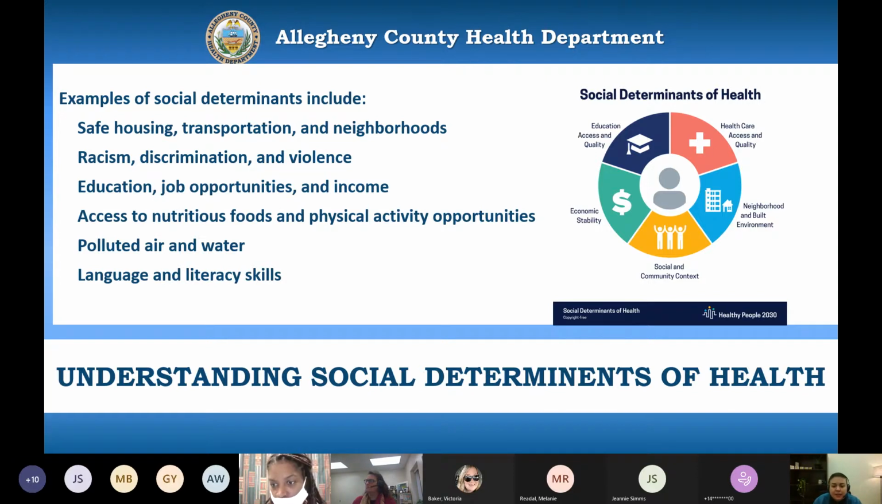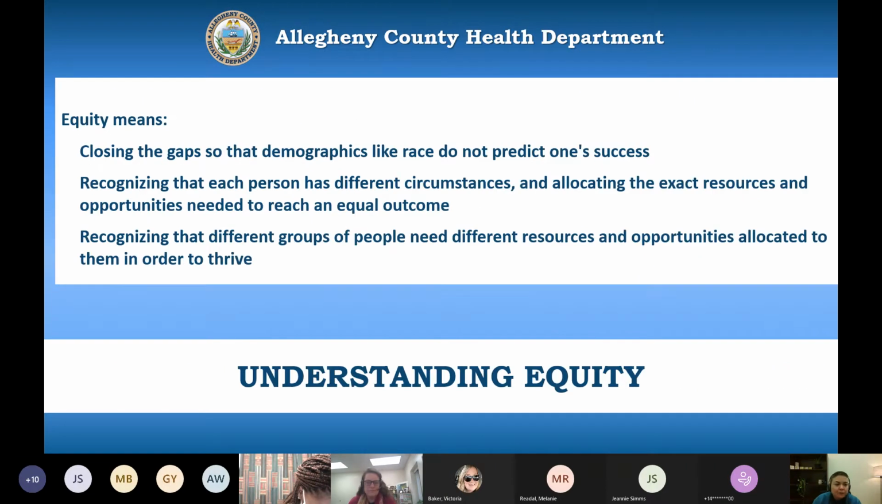So in thinking about this, it's also important to remember that due to bias within some of these institutions and structures, you can see that parts of someone's identity or where they live, or maybe their demographics like race or gender identity, can be predictive factors in how well one does in their life. So here's the slide, which shows you some examples.